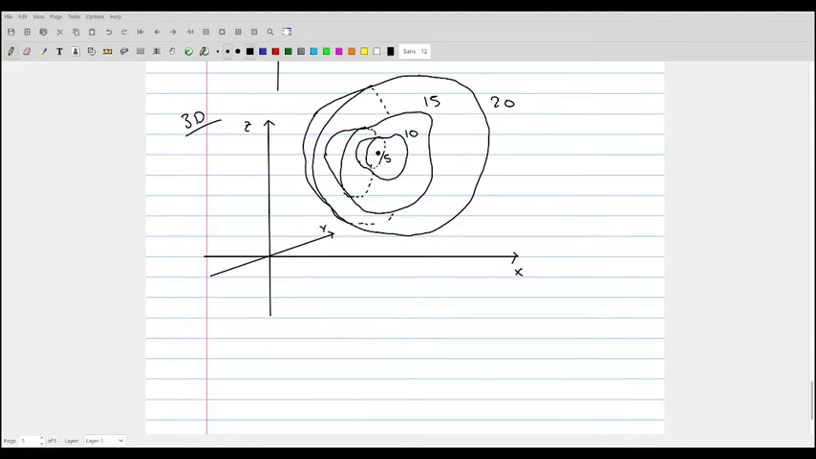This is in 3D. So these are all level surfaces. But on the outer level surface, the function value is 20. The next inner level surface, the function value is 15, and so on and so forth. The gradient vector can still be plotted.